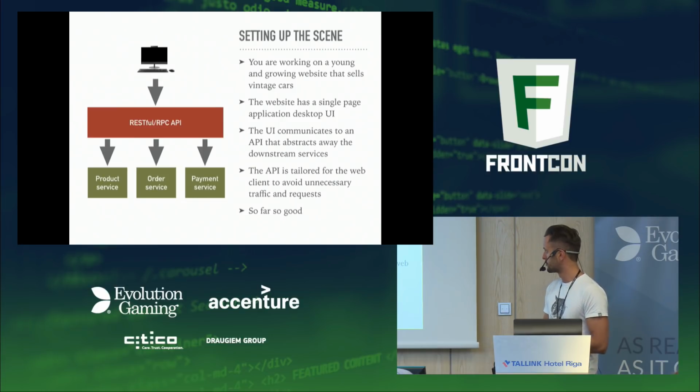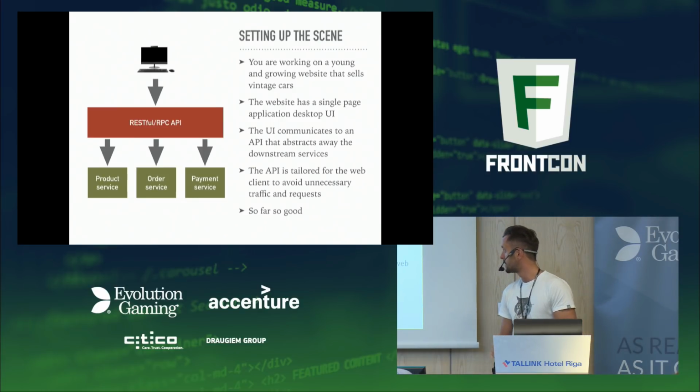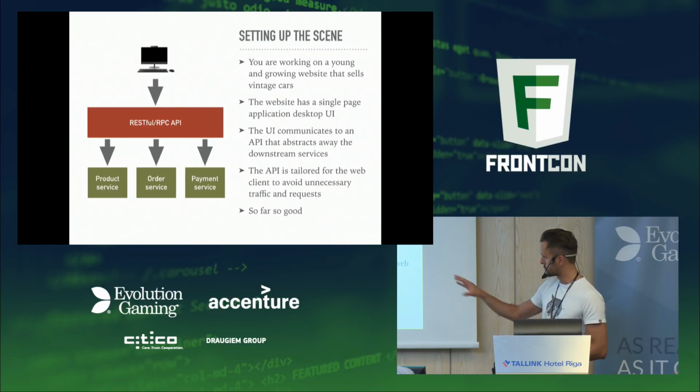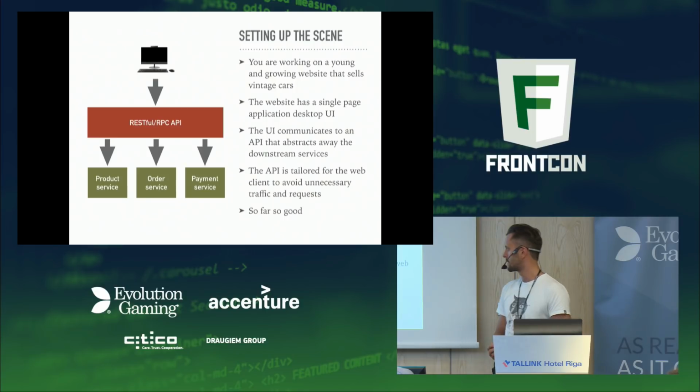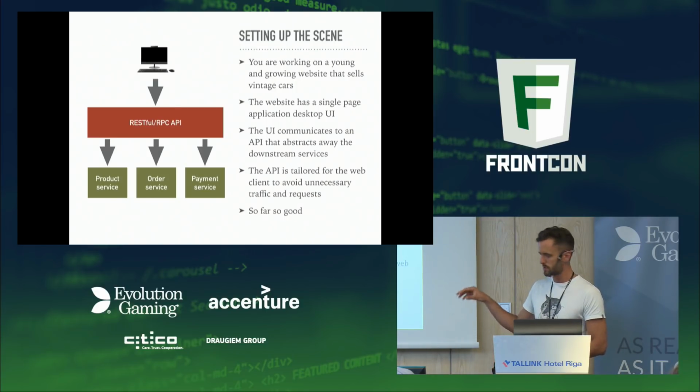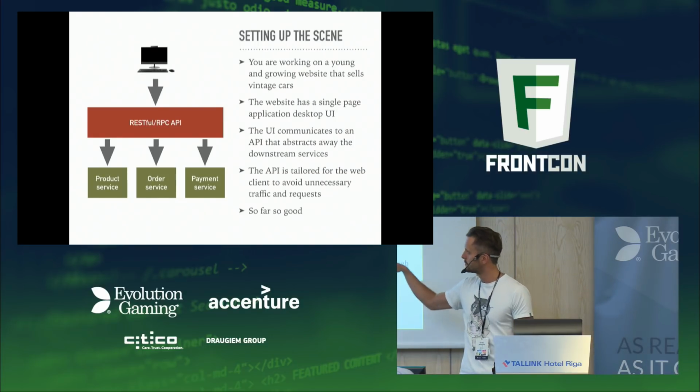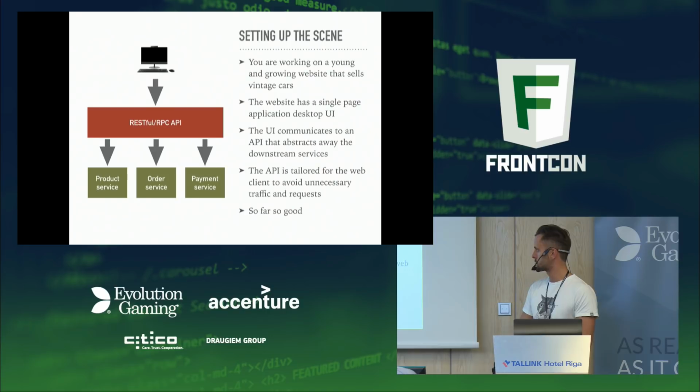The user opens the browser and enters your app. You have a bunch of downstream microservices, each playing their own role. You have a microservice for serving product information, an order service, a payment service, whatever you need. And you have a facade between the two, abstracting away all of the downstream services. The facade could be RESTful, it could be RPC-like, it doesn't really matter.